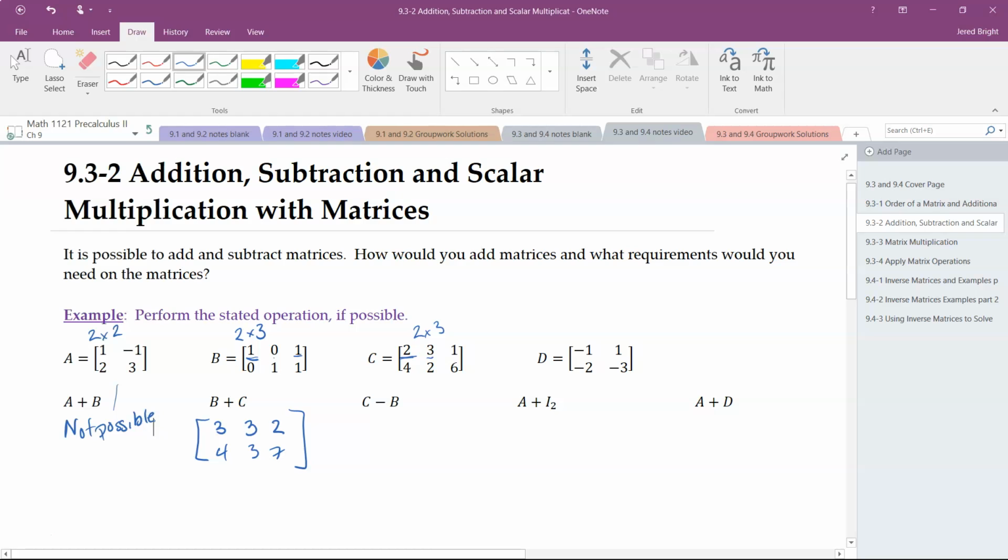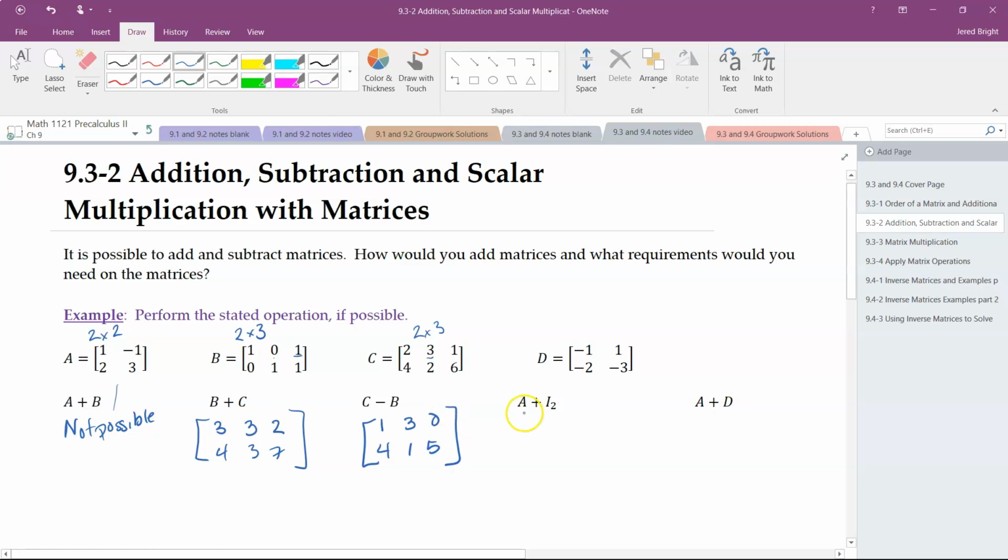Now for C minus B, again, same sort of thing. I want to subtract the corresponding entries. So row 1, column 1, take those entries, and so on. So 2 minus 1, that's going to be 1. 3 minus 0 is 3. 1 minus 1 is 0. And then for the last row, I'll let you pause and try it out for yourself. Here we go. So C minus B is that.